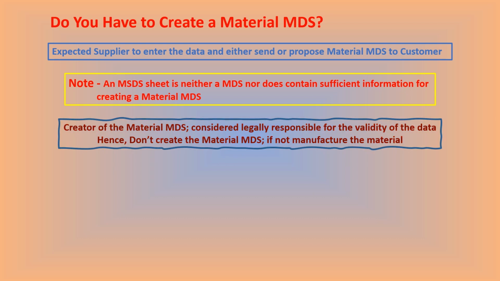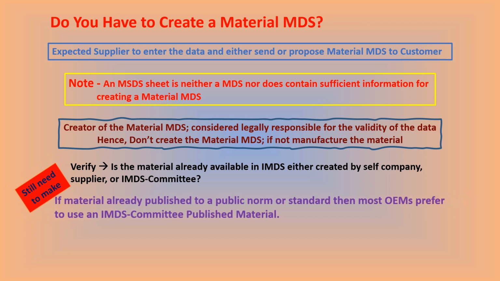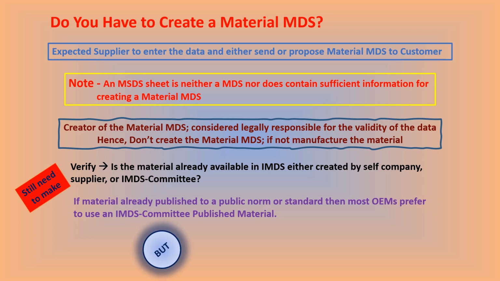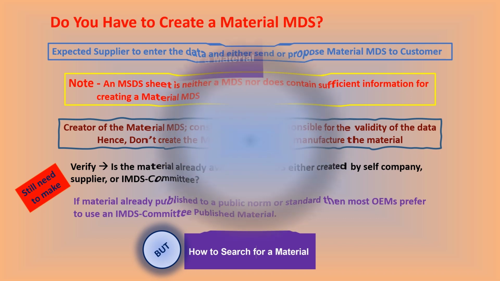Still you need to make or create Material MDS. Okay. First verify whether Material MDS is already available in IMDS. If material already published to a public norm or standard, then most OEMs prefer to use an IMDS committee published material. But how to search for material in the IMDS system?